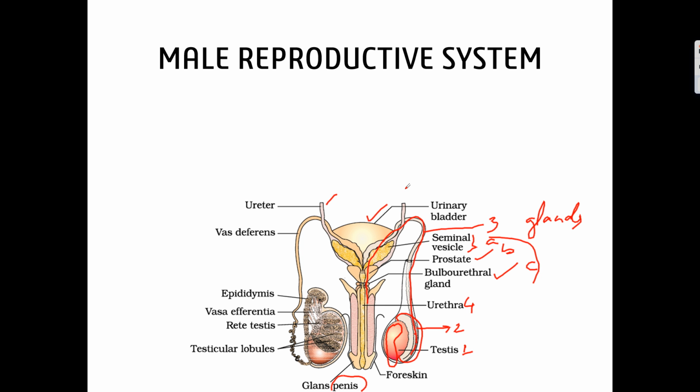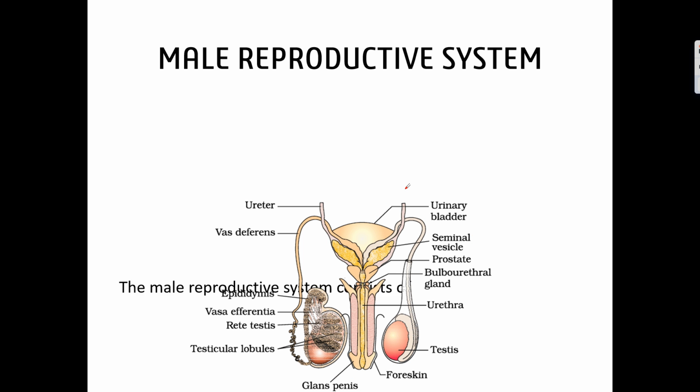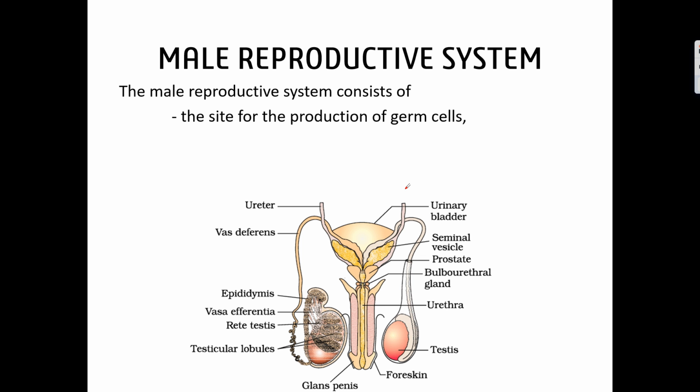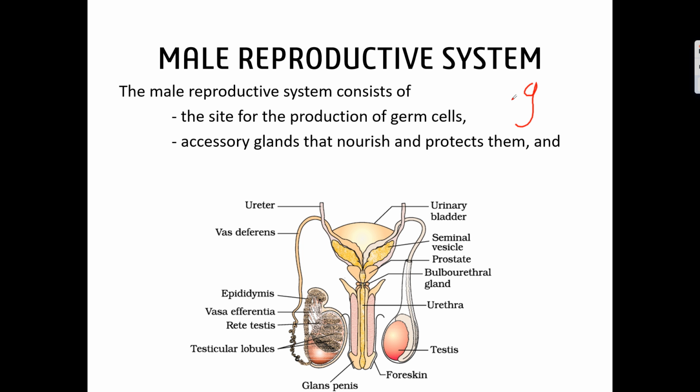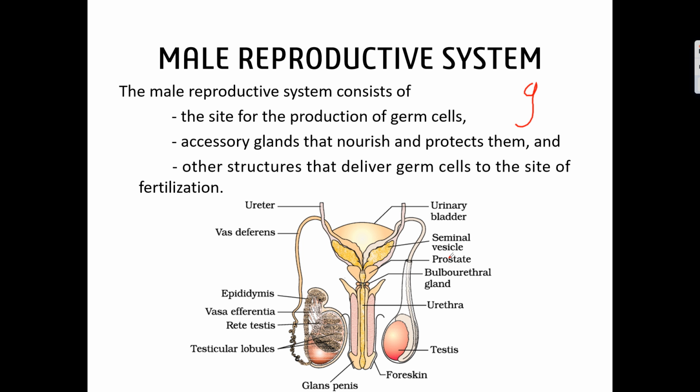Now let us look in detail at the male reproductive system in a step-by-step manner. The male reproductive system consists of the site for the production of germ cells and accessory glands that nourish and protect them. Once the germ cells are produced, they have to be taken care of by these three glands. And there is a need for a structure that will deliver them to the site of fertilization. The germ cells should be transferred to the female, and for this there is one special structure, the penis, which helps in transferring germ cells to the site of fertilization.